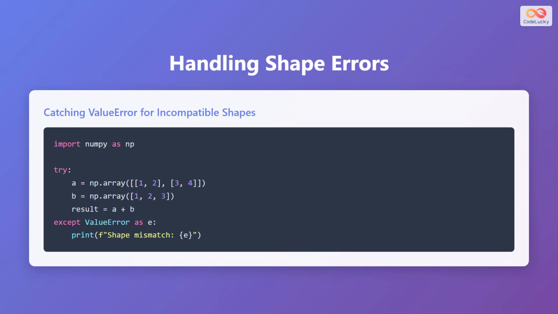Shape mismatches are among the most frequent errors in NumPy. Here we demonstrate how to handle them properly. We create two arrays. Array A is a 2 by 2 matrix, and array B is a one-dimensional array with 3 elements. When we try to add these arrays together, NumPy raises a value error because their shapes are incompatible. By catching this specific exception, we can provide a meaningful error message that helps identify the problem.